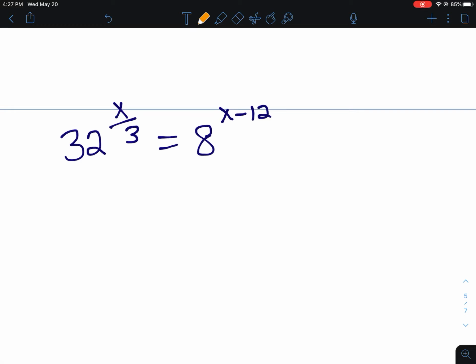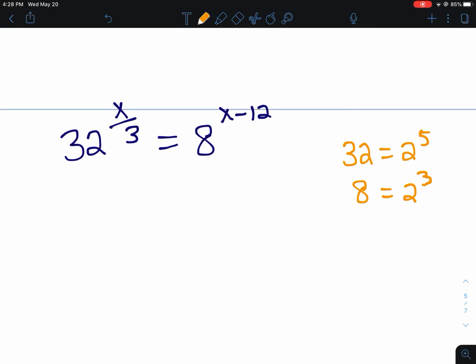Let's try one where we have to change both bases. So this is 32 to the x over 3 power, and this is 8 to the x minus 12 power. So here, we have to change both bases to be a smaller value. Well, I know 32 can be written as 2 to the 5th, and I know 8 can be written as 2 to the 3rd.